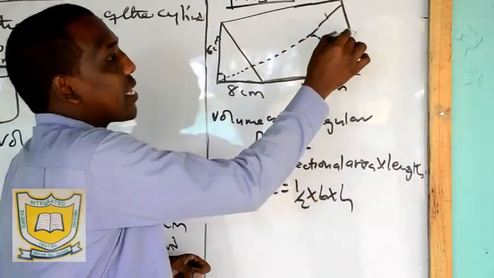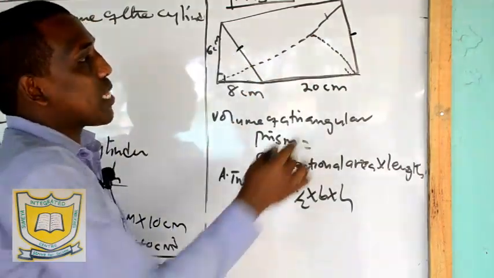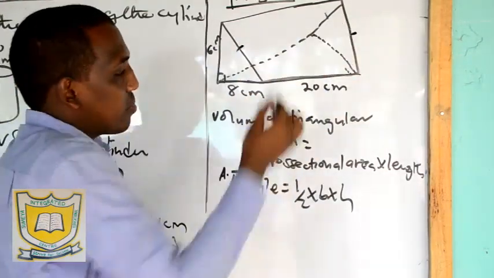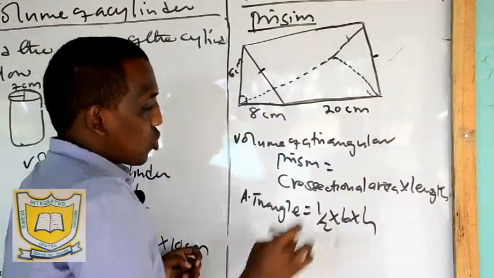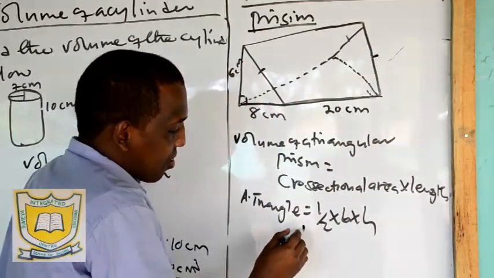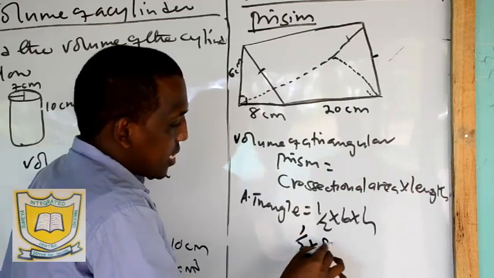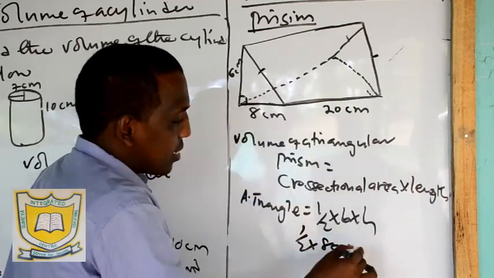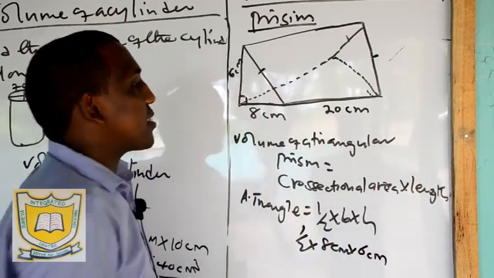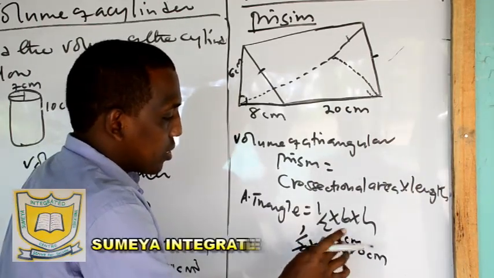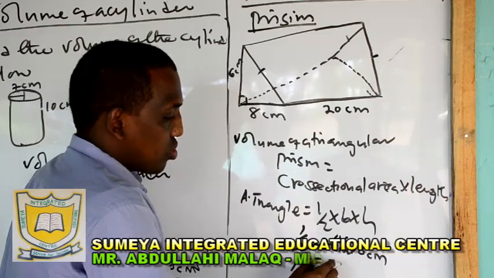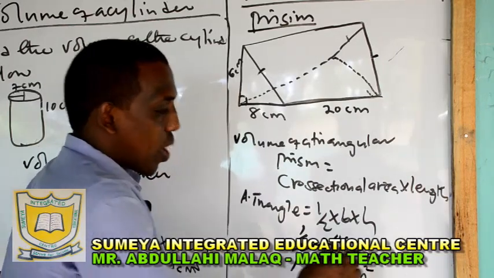And always this line is the same as this line. Sometimes they will give you this side, it means they are the same. If you're given here 10, here will be 10 too, for example. So now a half times base, which is 8 centimeter, times height, which is 6 centimeter, 2 into 6 is 3, 3 times 8, you get 24 centimeter squared.